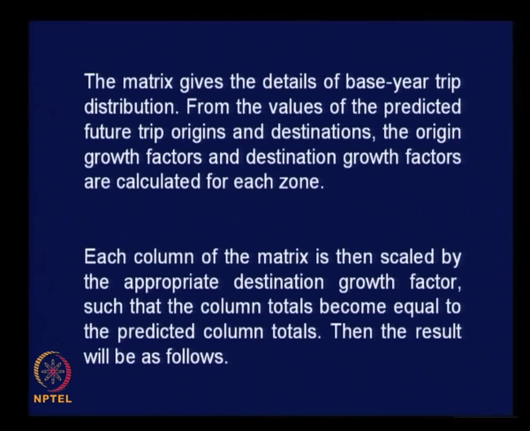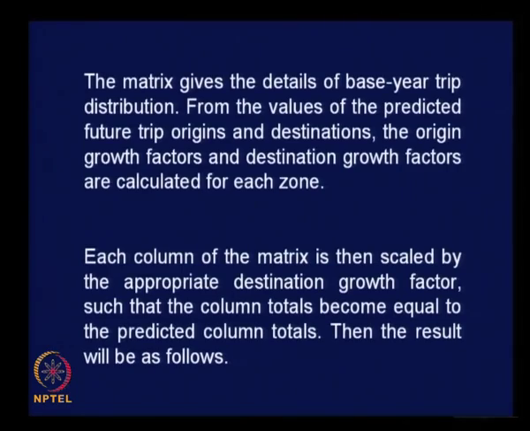Each column of the matrix. When they say each column of the matrix, they mean each of the cell values in a column. When they say each column, each of the 4 cell values in a column is then scaled by the appropriate destination growth factor. We saw the destination growth factors are given at the end of each column.